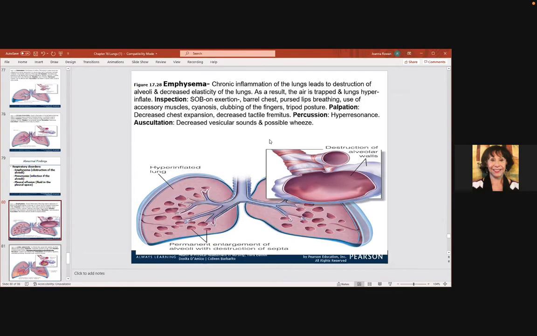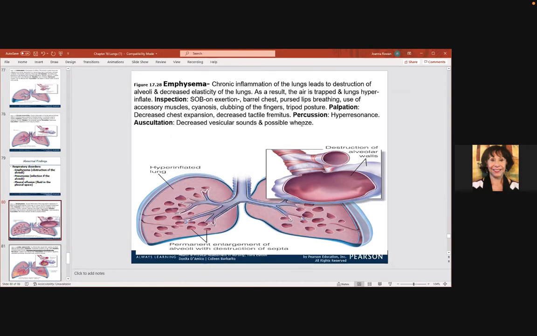Inspection: shortness of breath on exertion, barrel chest, pursed lips breathing, which means they use the lips to breathe because they cannot breathe any other way. Use of accessory muscles, cyanosis, clubbing of the fingers, and tripod posture. Tripod posture means that in order to breathe, they have to position their hands on something like the bedside table they have in the hospitals, because they need a little help.